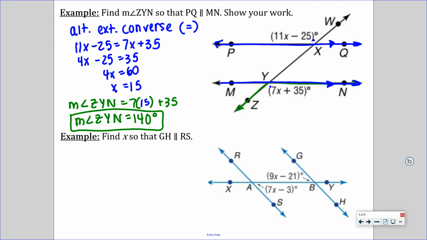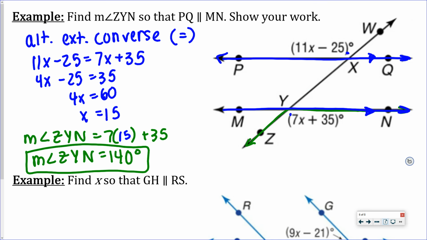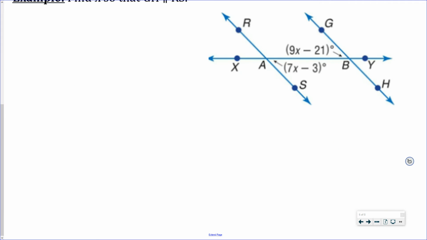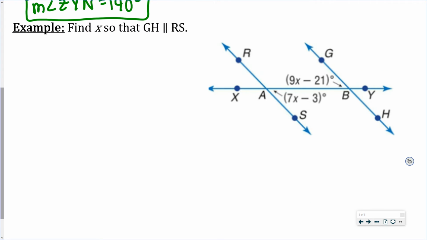Which means PXW would also be 140, right? Okay, this one, I got a new diagram. This one, they just want me to find x so that GH is parallel to RS. All right, I'm going to highlight in blue here my parallel lines I'm trying to prove. This one and this one. So here's my transversal.